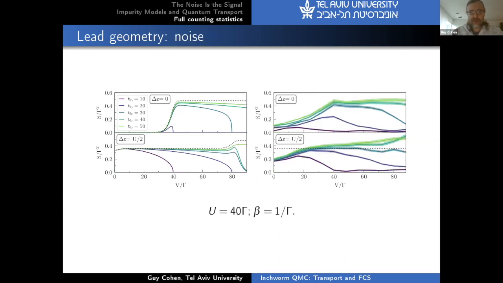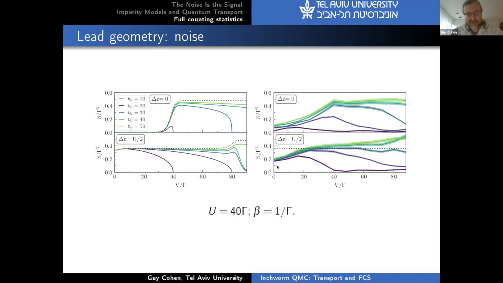Now, if you go to the noise, you see that this is a much more sensitive probe of interactions. So what you see is now there's a real qualitative difference in the noise between the master equation prediction and the exact prediction. You not only see noise immediately at weak bias in this regime, which corresponds to Kondo, you see a pretty different dependence on voltage.